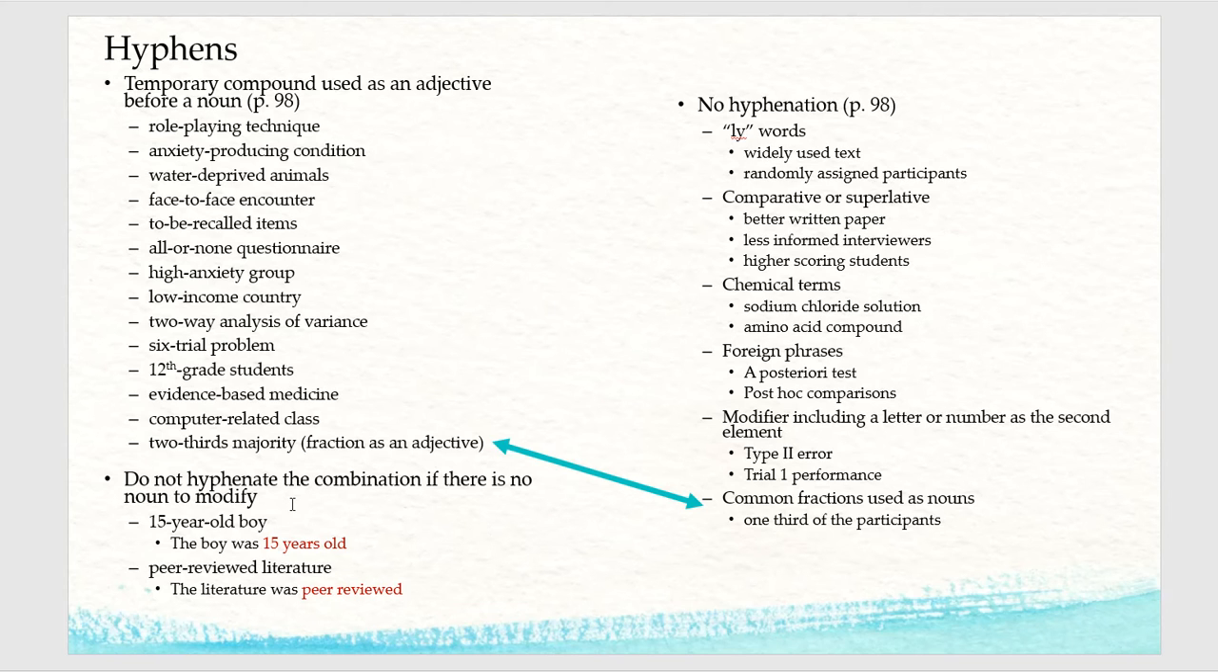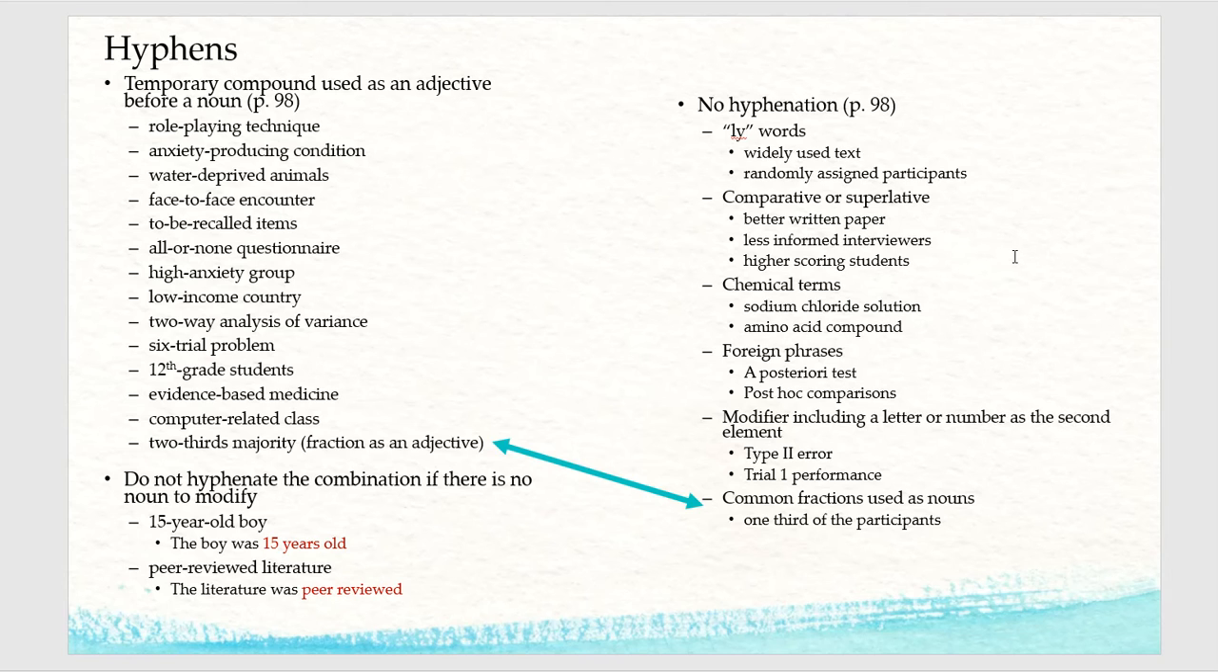Do not hyphenate the combination if there's no noun to modify. So we are going to say the 15-year-old boy, but we would say the boy was 15 years old and there's no hyphens. Same thing here, peer-reviewed literature would be hyphenated, but if we say the literature was peer-reviewed, then there's no hyphen. Other places where we do not use hyphens is with ly words, like widely, for example, here, or randomly. Words that end in y are okay, but just not ly.